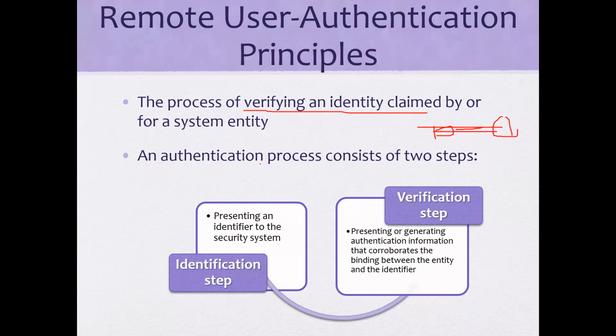This is an authentication process which consists of two steps. One is presenting an identifier to the security system. Another one is presenting or generating authentication information that collaborates between the two identifiers. The first one is regarding the ID card. Suppose in your class, two people are going to communicate with each other. They both have their own ID cards, so their ID cards should be validated in such a way that they can have mutual communication.